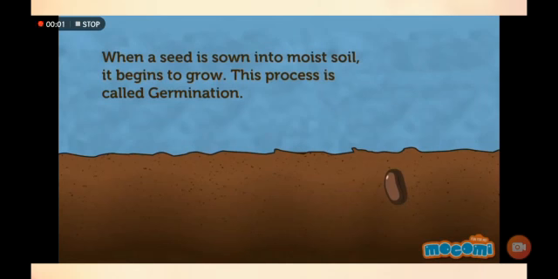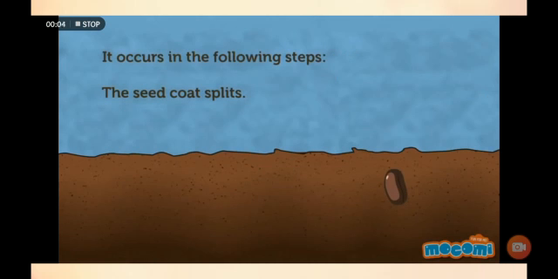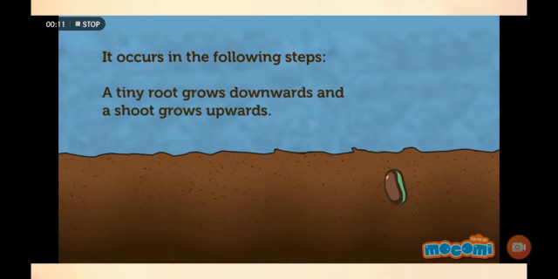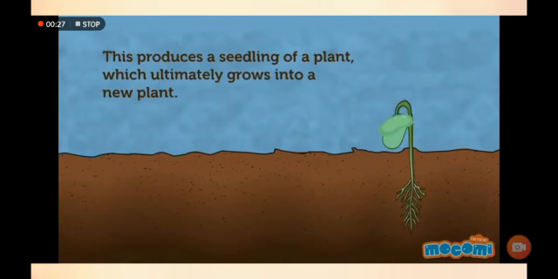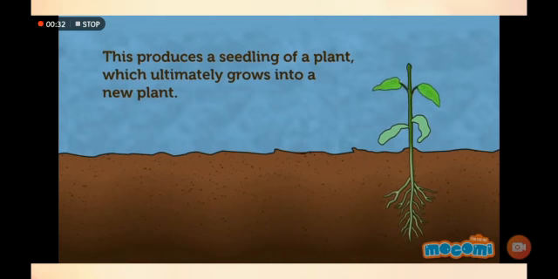When a seed is sown into moist soil, it begins to grow. This process is called germination. It occurs in the following steps. The seed coat splits, it ruptures. As you can see, the green portion arises, a tiny root grows downward and a shoot grows upward. Always remember one thing: the root is always formed first because it gets anchorage for the plant body and hence absorbs water and minerals from the soil and transfers them to the growing portion. This produces a seedling of a plant, which ultimately grows into a new plant.